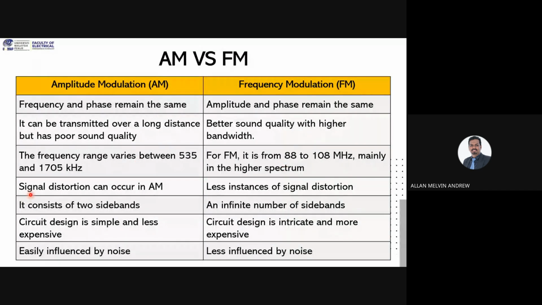Signal distortion can occur in AM, meaning signal effects. There can be a lot of noise that can affect the AM signal, so getting back the original message can be a bit challenging. But in FM, there are fewer instances of signal distortion. Distortion is very little in FM. Not to say it doesn't have any, but it's less than AM, which is an advantage. It consists of two sidebands.